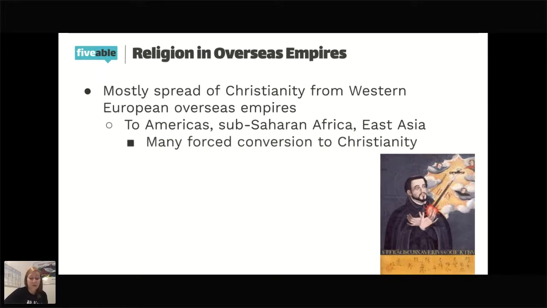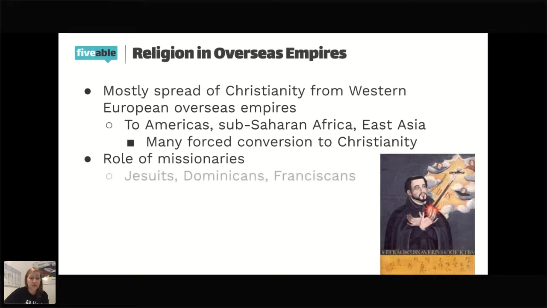And some are going to force conversion to Christianity. Some are going to, again, as we see, persecute those people that practice different religions. With these new missionary efforts, I put this in the earlier slide about the Protestant Reformation. New religious orders like the Jesuits, the Dominicans, and the Franciscans have a missionizing effort.